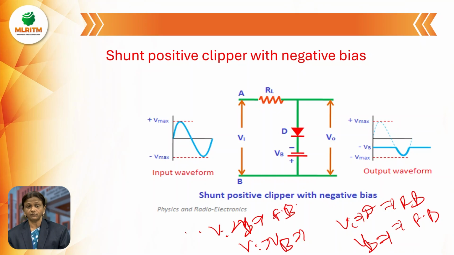Next, Vi greater than VB. When Vi greater than VB, which voltage is high voltage? Vi. Due to Vi, diode D is in reverse bias. When Vi less than VB, which voltage is high voltage? VB. Due to VB, diode D is in forward bias. Next, when Vi greater than VB, which voltage is high voltage? Vi. Due to Vi, diode D is in reverse bias. So, during negative half cycle, when Vi less than VB, diode D is in forward bias.